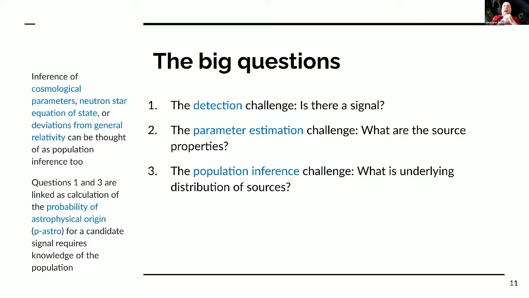So let me start sharing my screen. Up here I have a reminder of what we spoke about last time, which are the three main challenges in data analysis, at least the way I formalize them for LIGO, Virgo, KAGRA gravitational wave data analysis. We have the first question, the detection problem: is there a signal in the data? Having established that there might be a signal, we then have the parameter estimation challenge: what are the source properties of this signal?